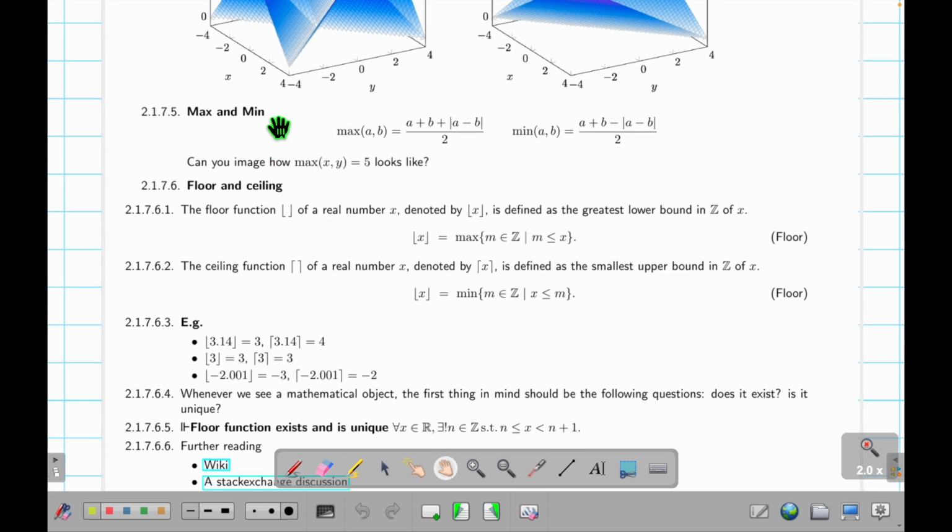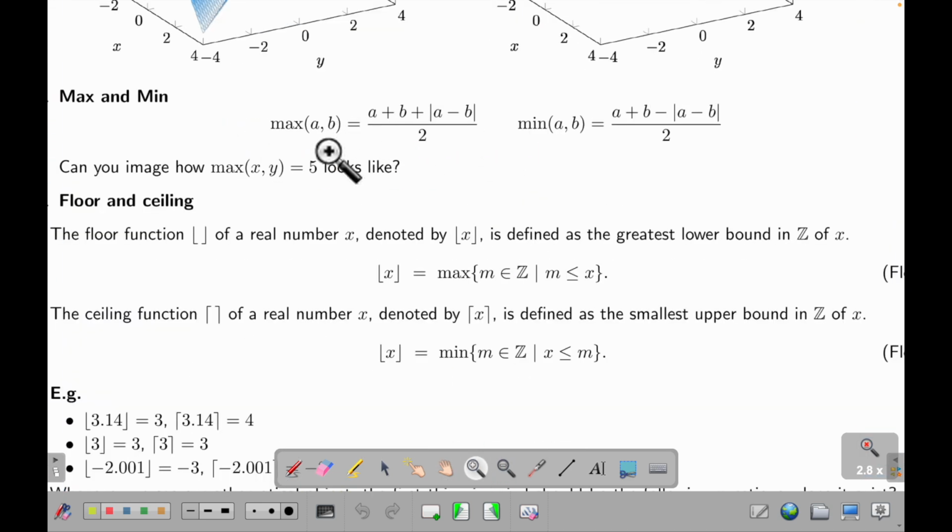And then we also have max and min. Max means I take two numbers, the bigger one. Min means I take the two numbers, the smaller one. Actually, they can be written down using absolute value. So max of A, B is A plus B plus the absolute value of their difference, all divided by two, and min is the same but subtracting their difference.